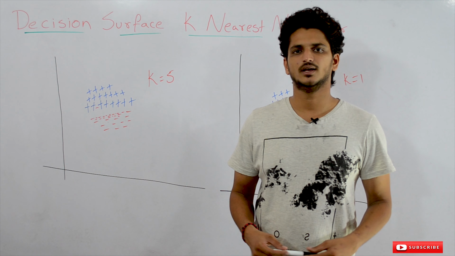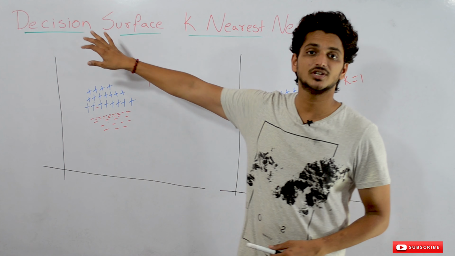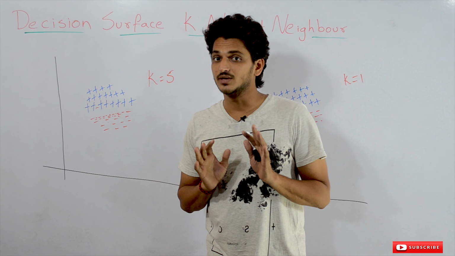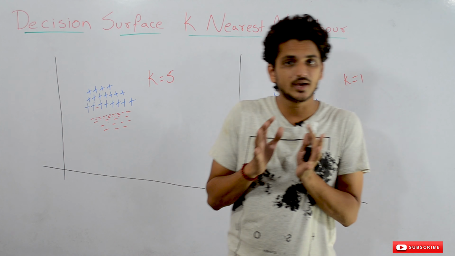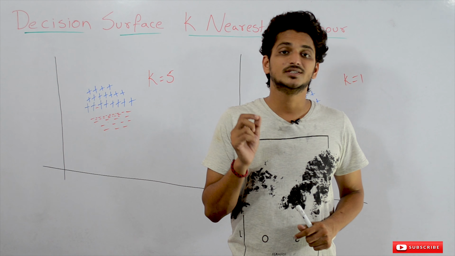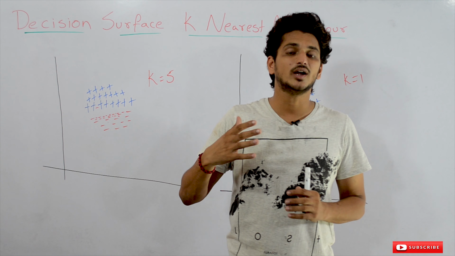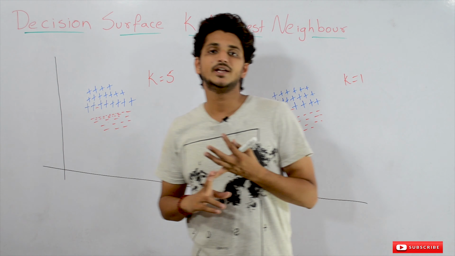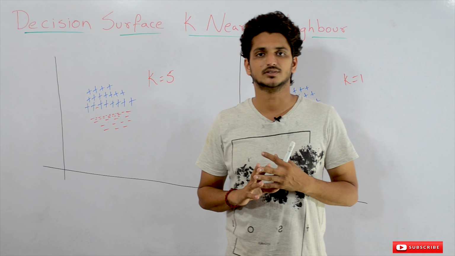I am Raghuveer. In this class we will discuss decision surface in k nearest neighbors. This class is very important to understand. We will give a graphical intuition on what decision surface is. This graphical intuition will help you a lot in understanding our next concepts. What are those concepts? Underfitting and overfitting in k nearest neighbors.